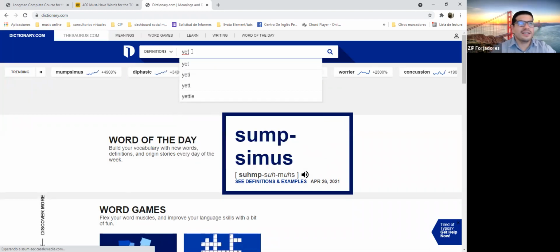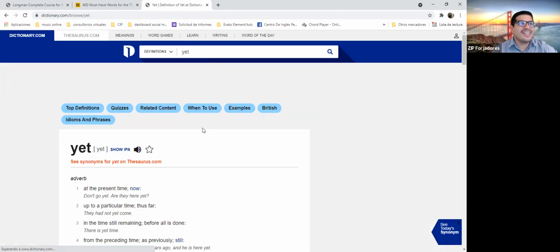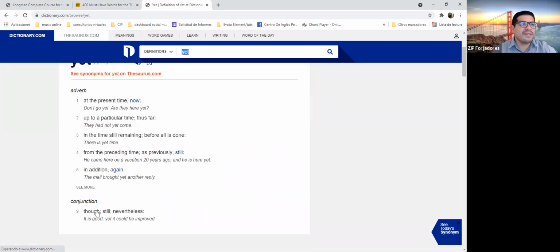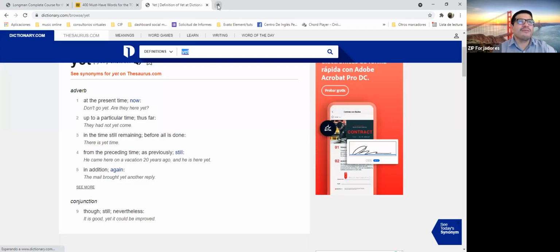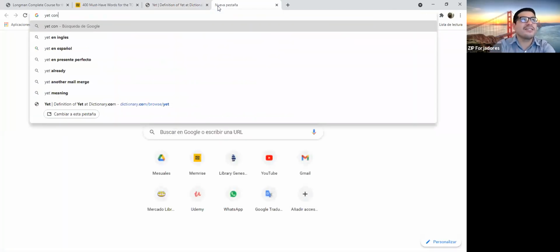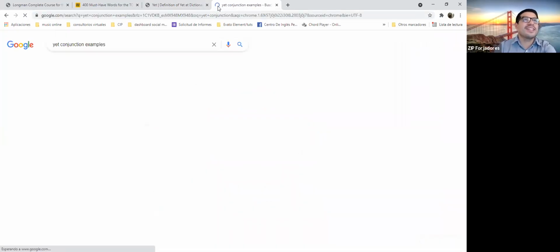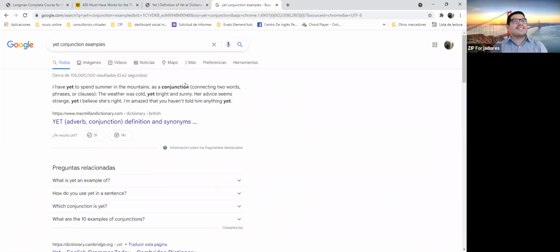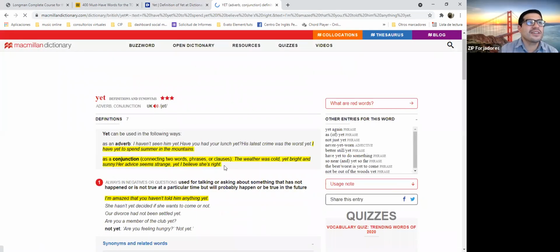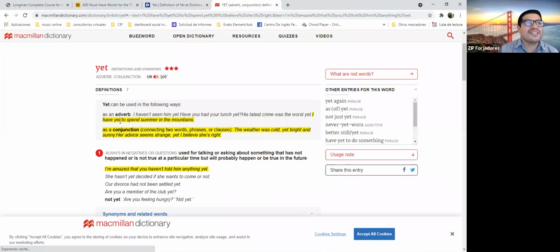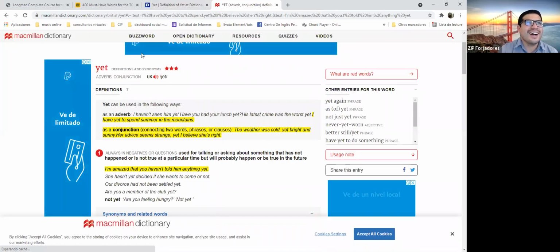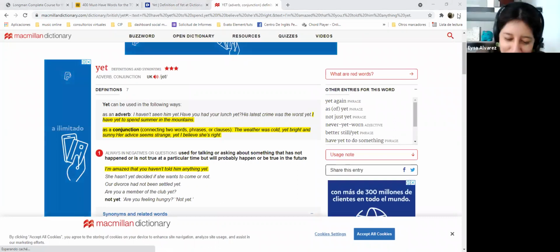So jet. Jet, it's an adverb. Yes, it's an adverb. Yeah, and also it's a conjunction. Yes. But I want to know the jet conjunction example structure. Let's see examples. What is an example of... okay, give me 1 second. Let's go here. I have yet to spend. No, this is an adverb here. Okay. Aha, this is the answer. Yes, for sure. I knew it. It's a conjunction.